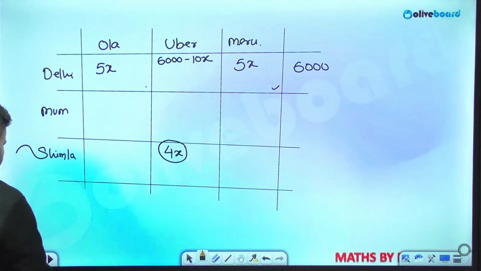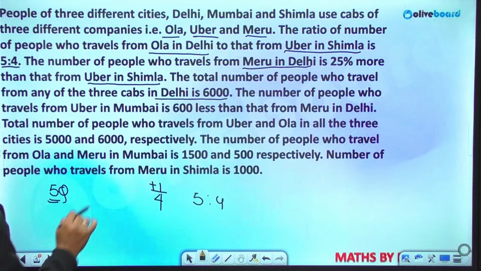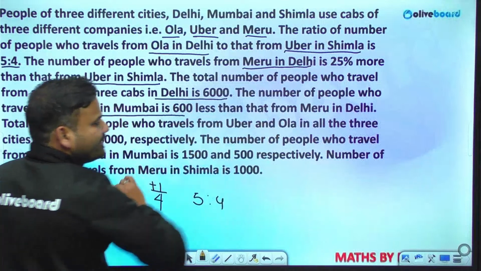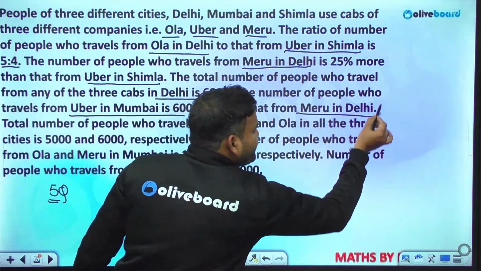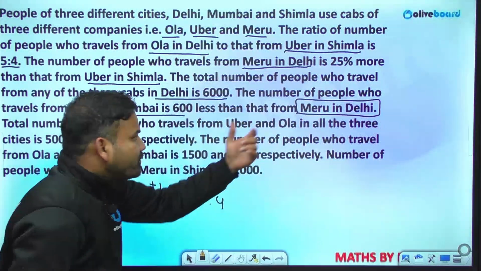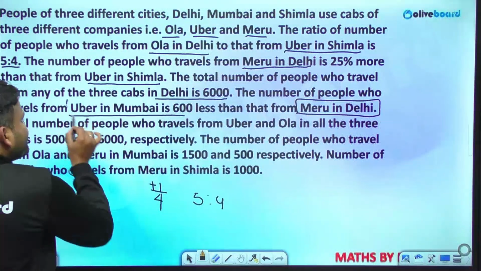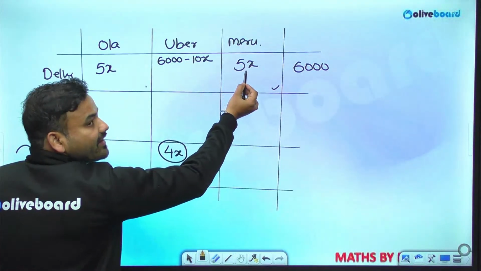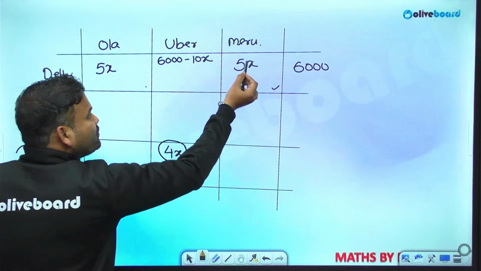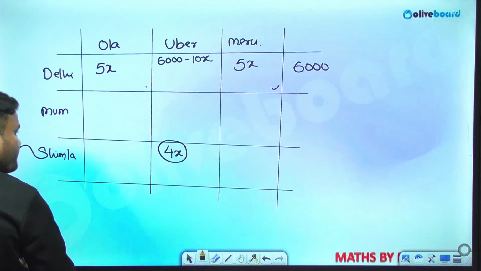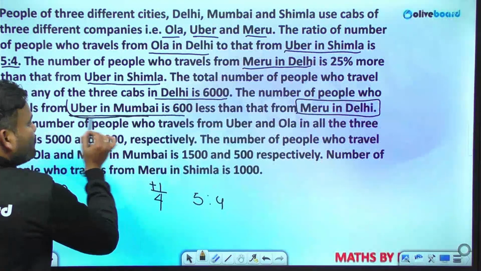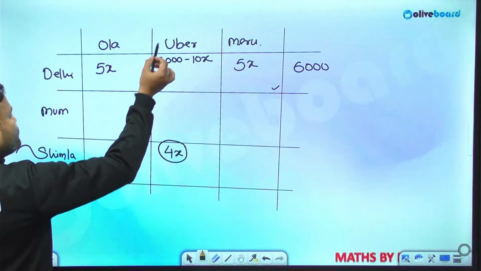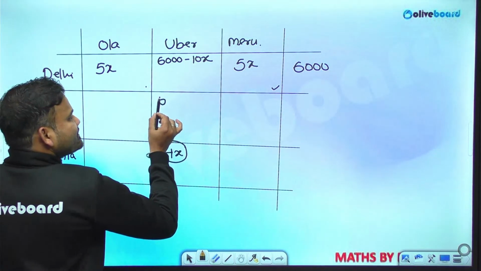ठीक है, उसके बाद देखते हैं, the number of people who travel from Uber in Mumbai is 600 less than Meru in Delhi. मेरू दिल्ली के कंपेयर में उबर मुंबई 600 कम है. मेरू दिल्ली मुझे पता है 5x है. तो मेरू दिल्ली के कंपेयर में उबर इन मुंबई is 600 less. Where is Uber Mumbai? So this is Uber Mumbai, so this is 600 less.